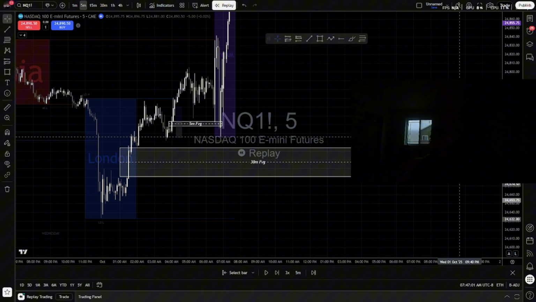But yeah, that was it for fair value gaps. So it's pretty simple. At the end of the day, fair value gaps are just resting liquidity. It's when price moves too quickly, not all orders can get filled in, and it's just resting liquidity. The price needs to come and rebalance.